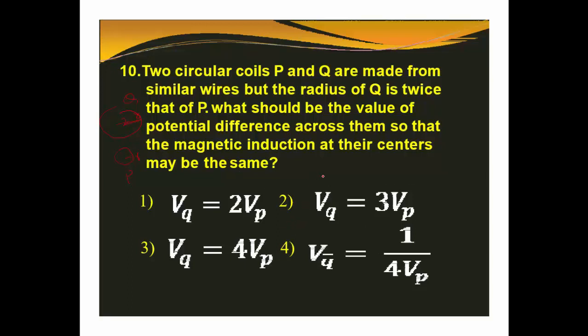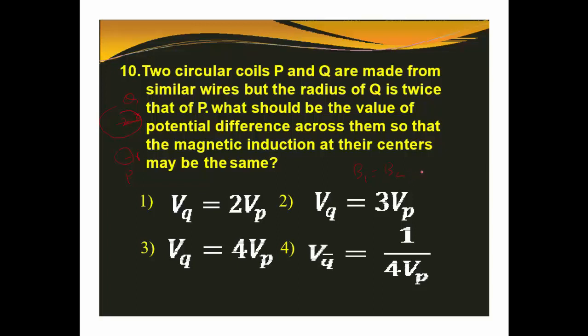The two coils have different radii. What should be the value of potential difference across them so that the magnetic inductions at the two centers are the same? Here the magnetic field for both coils should be the same, so B1 must be equal to B2, using the center formula.